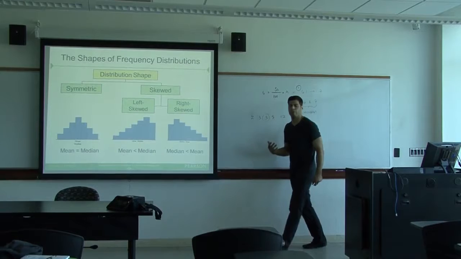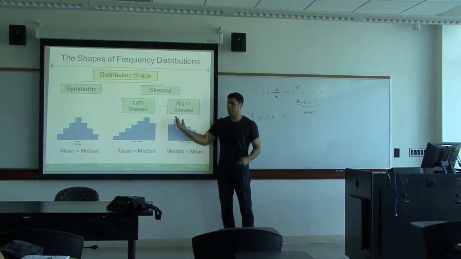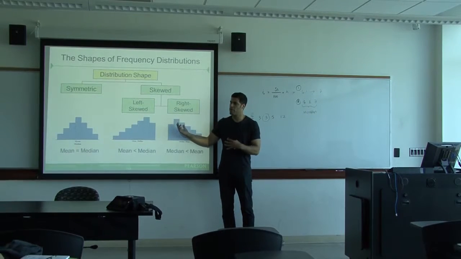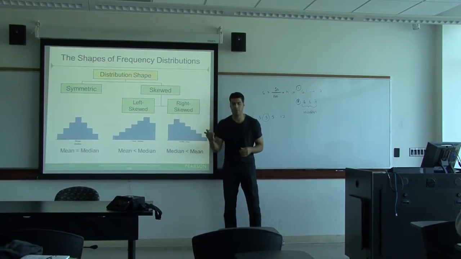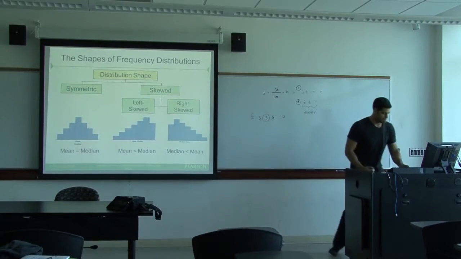Okay? But the actual way of determining whether the distribution is skewed or not is by computing the skewness measure. There's an actual formula for that, which you won't see in your book. We won't see it here. Okay? All right.